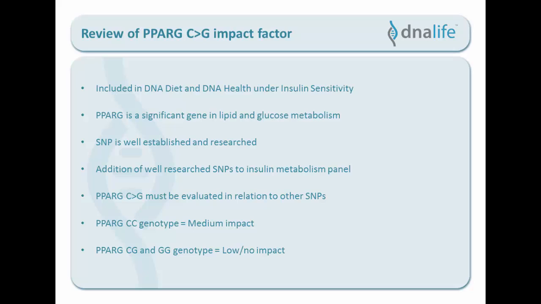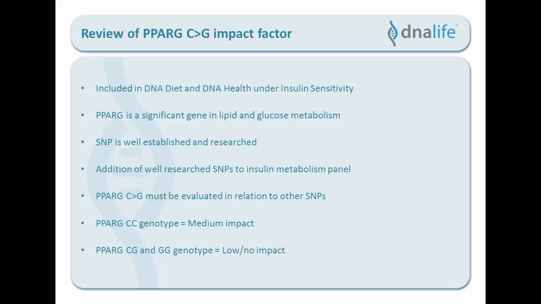sensitivity panel. And now just to move on to PPAR gamma, which I'm sure you're all familiar with. It's been the most researched, a very well researched gene, and has been the longest standing member, if you want to call it that, of our insulin sensitivity panel. It's also included in the DNA diet test because it has a significant role in weight management. So PPAR gamma is significant in both lipid and glucose metabolism, and the SNP is well established in research.